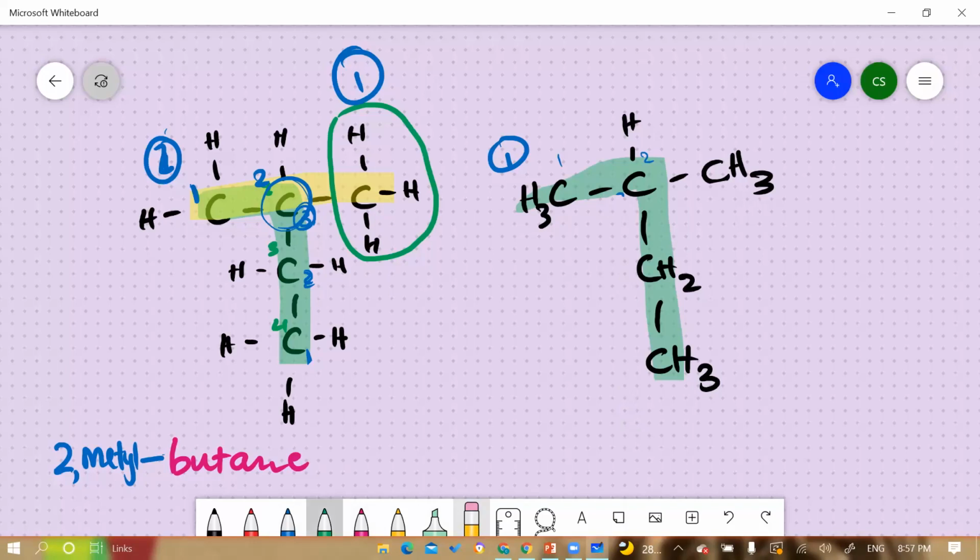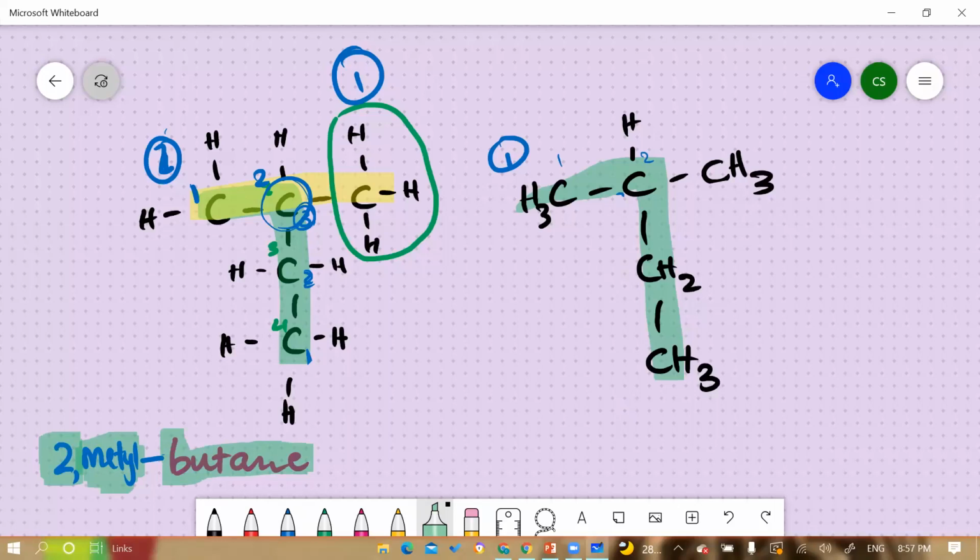Yeah. All right. Let me continue. So this 2, right? It's just telling you the position of the methyl group on the butane compound, right?